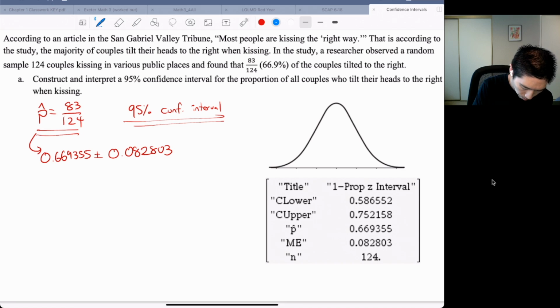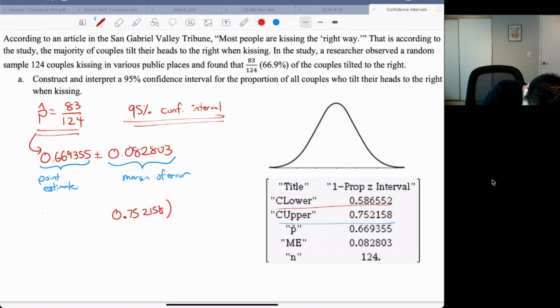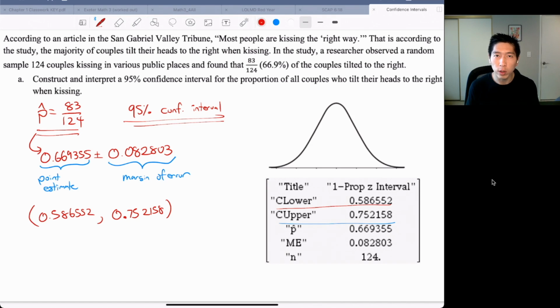Here's our point estimate, and the next part is our margin of error. When you do the plus 0.082803, you'll get our upper bound, 0.752158. And if you subtract it, you'll get the other value, 0.586552. Remember, it's going to be important that you know how to show the work in my class as well.